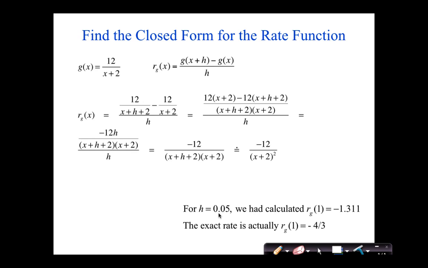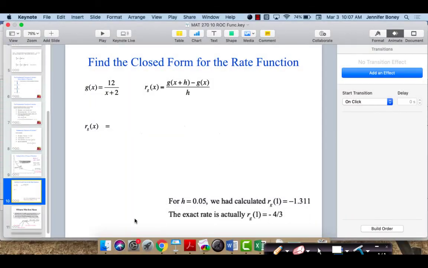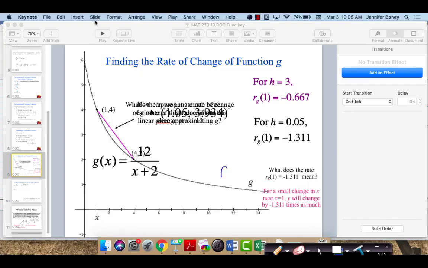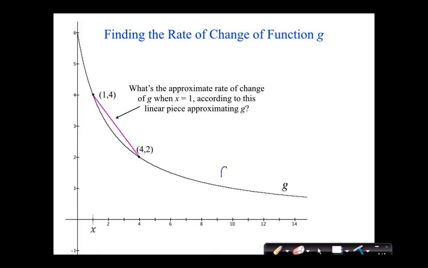But let's think about other things. Let me go back to that graph for a second. Here it was. All right, so this function here, this is just showing the first quadrant portion of this. This is g of x equals 12 over x plus, what was it, 2? Yeah.